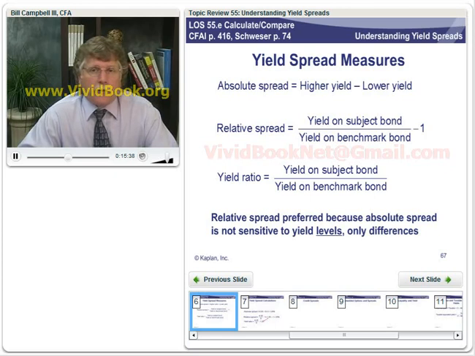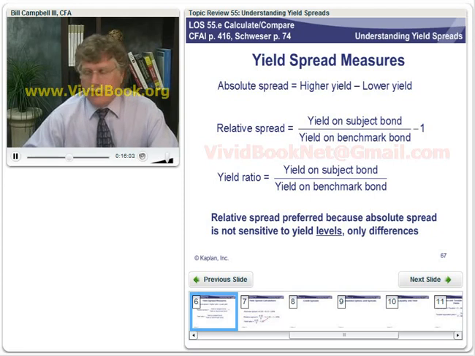Relative spread is generally considered the best of them because it's not sensitive to the level of the yield. It's only sensitive to the differences in the yield. Yield ratio, because it's simply the relative spread plus 1, is a reasonably good one as well. Absolute spread is generally considered the poorest for a number of reasons we'll talk about in a little while.